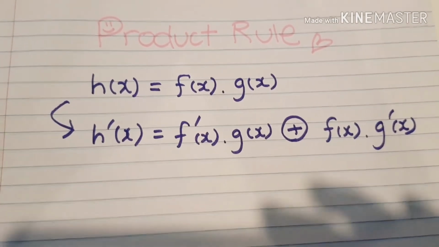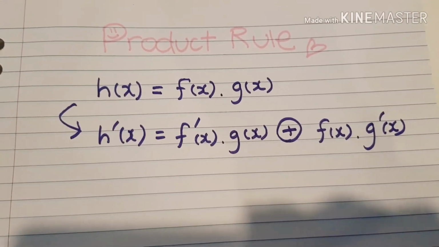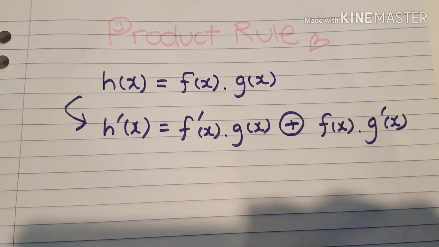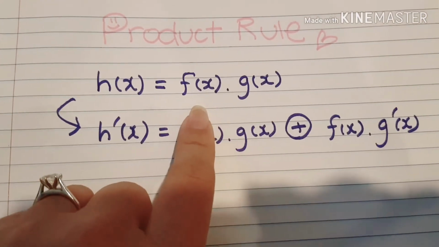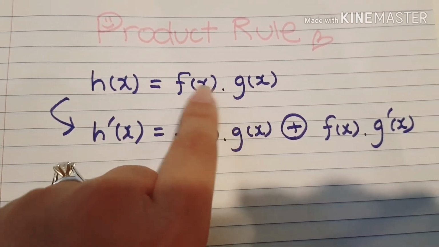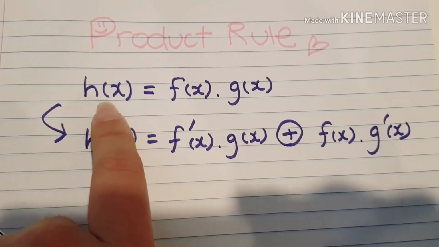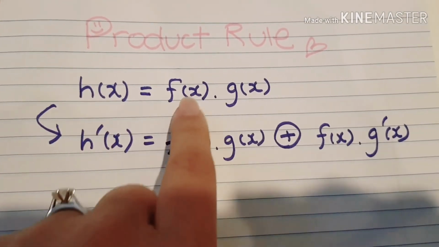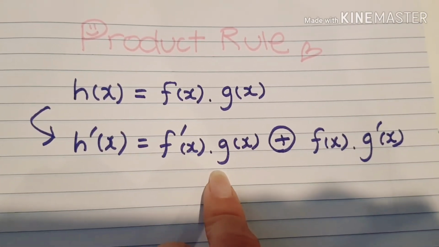Okay, so when do we use the product rule? We can use the product rule for any function which is expressed as a product of two functions. So for example, here I have f(x) and g(x) multiplied together to make h(x). When you're differentiating this, because it's too complicated, we use the rule called the product rule.